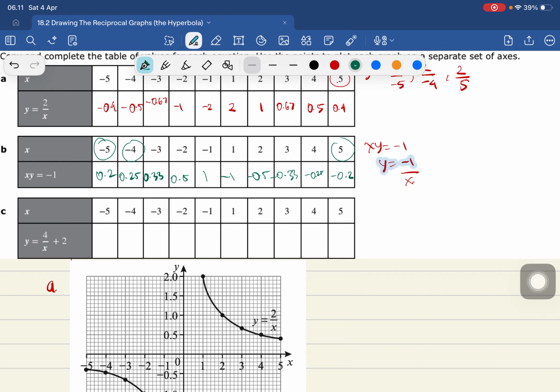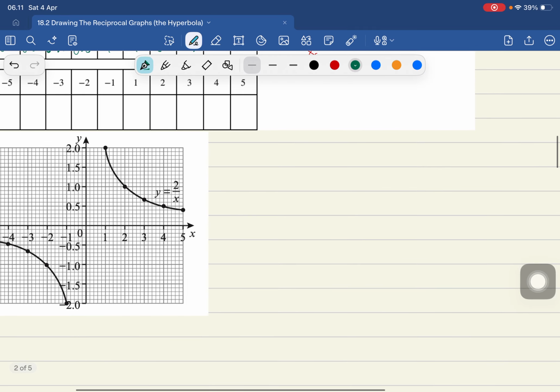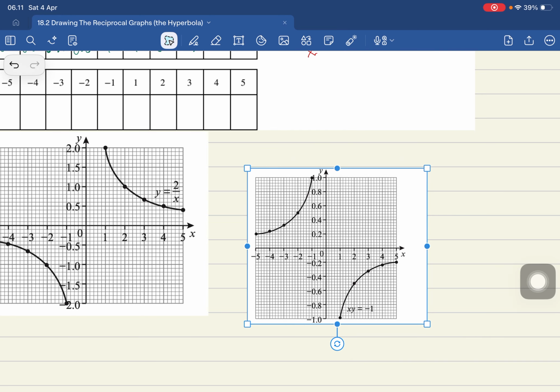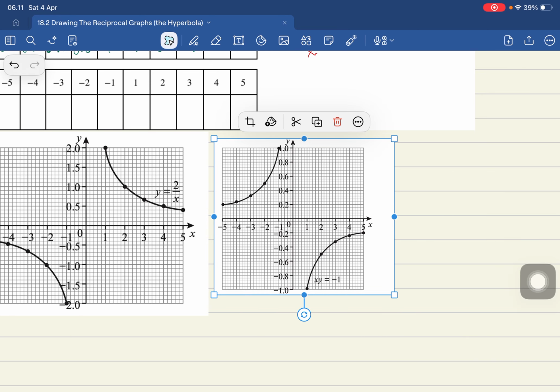To draw it, you can just plot each point. We'll just copy it here. Okay, here it is. So when x equals negative 5, y is 0.2. Then for the other points, when x equals negative 3, negative 1, and so on until 5, we read off the value of y. After we have each point, just join them into a line. That is how to draw it.